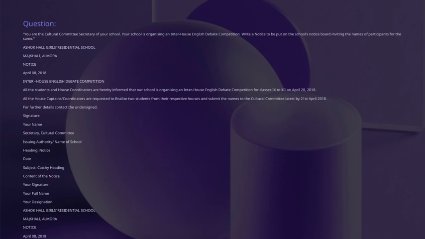The overall goal here is to promote healthy academic and extracurricular activities, fostering a spirit of competition and collaboration among students. Remember, this notice is a formal call to action, so make sure to follow the timeline and communicate effectively with your respective houses. This is a great opportunity for students to showcase their debating skills and school spirit.